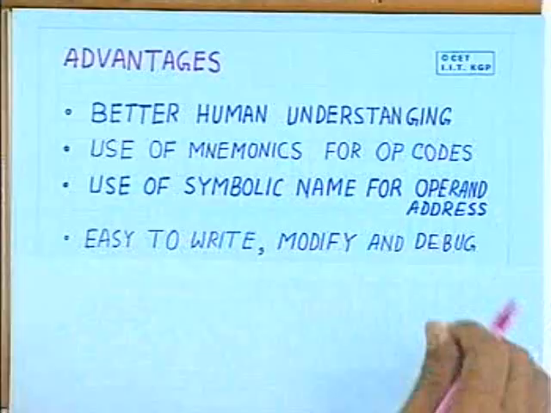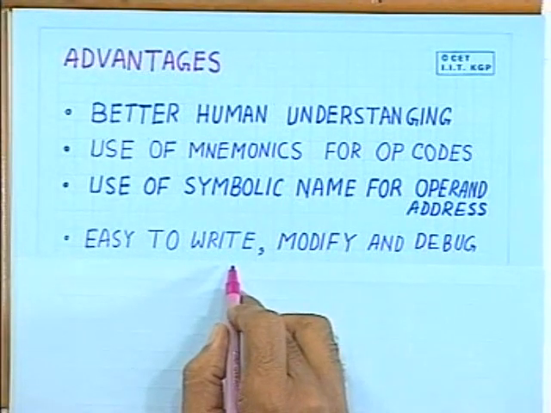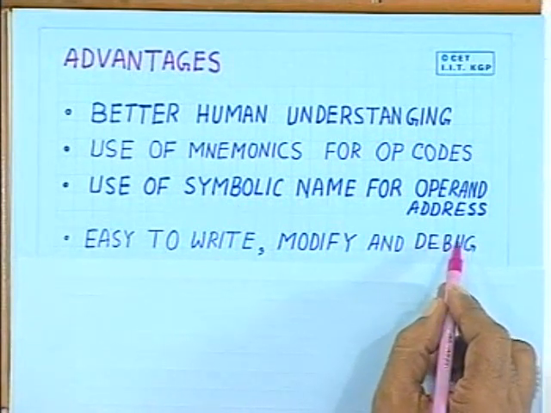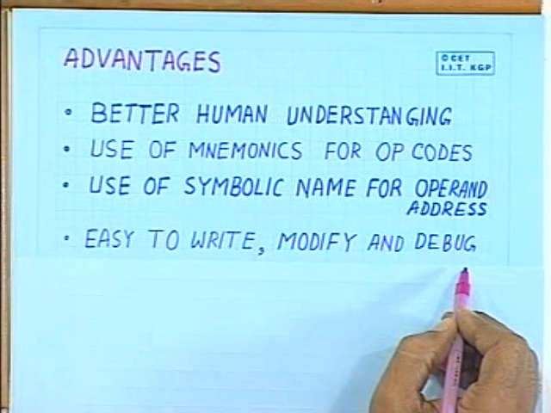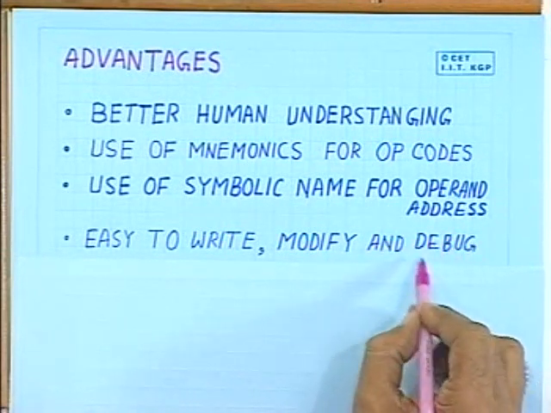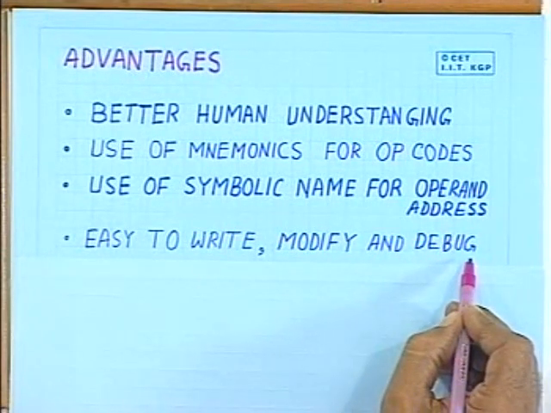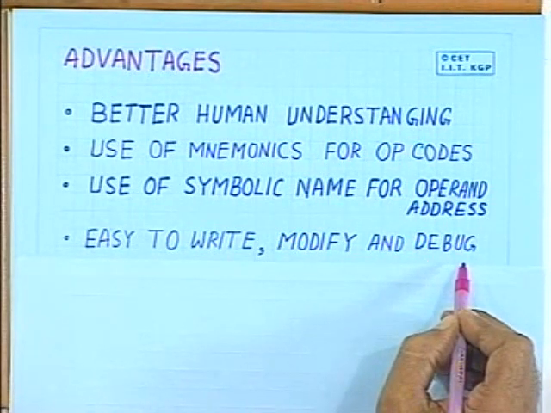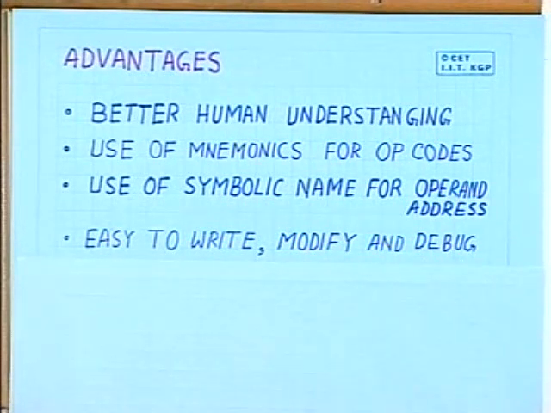In a very convenient way, you can insert some instructions, you can delete some instructions, and automatically the later part of the instructions will be adjusted by the assembler, as we shall see later. So it is very easy to write a program, modify it, and debug it. As we shall see later on, a program, whenever you write, may not work in the first instant, may not run. So there may be some bug, and debugging is very convenient whenever you write a program in assembly language.